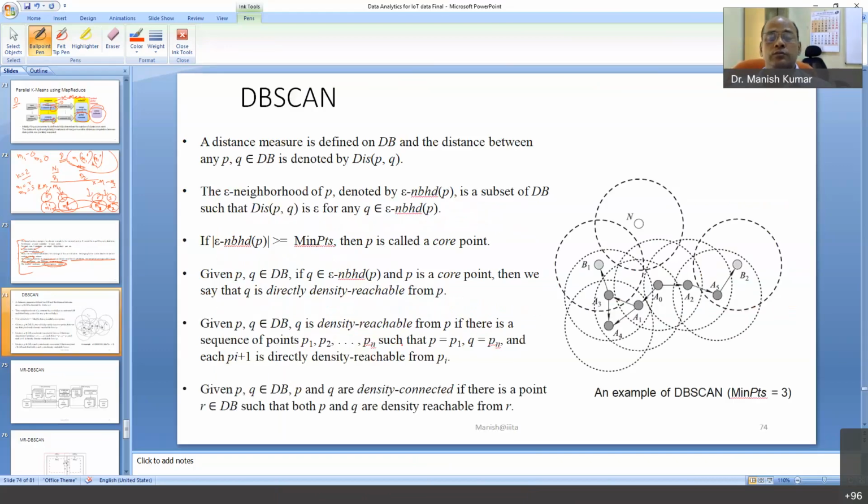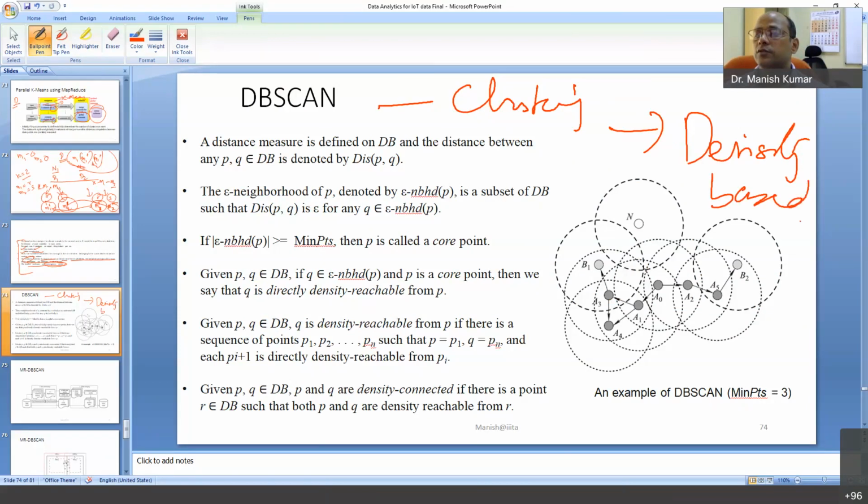The last algorithm which I am going to describe is DBSCAN. DBSCAN is actually a very famous algorithm for clustering. This does clustering, and this is actually density based clustering. So DBSCAN actually talks about two things which are very much important, epsilon neighborhood and minimum points. So epsilon neighborhood and minimum points are two criteria.